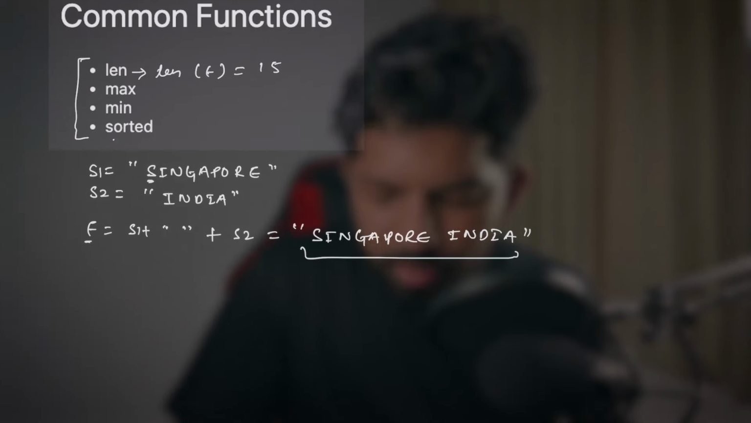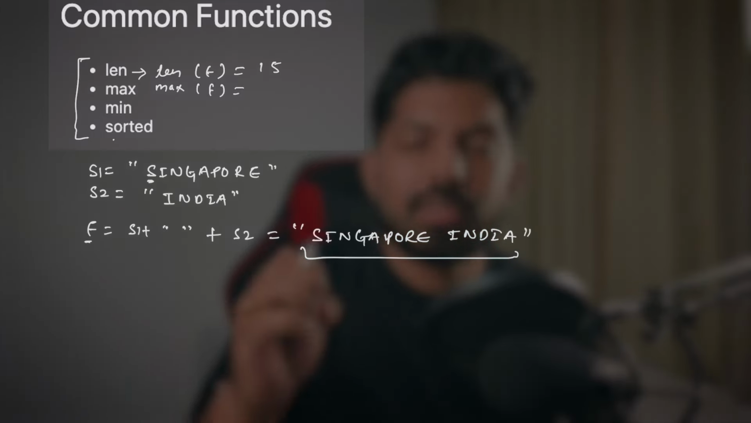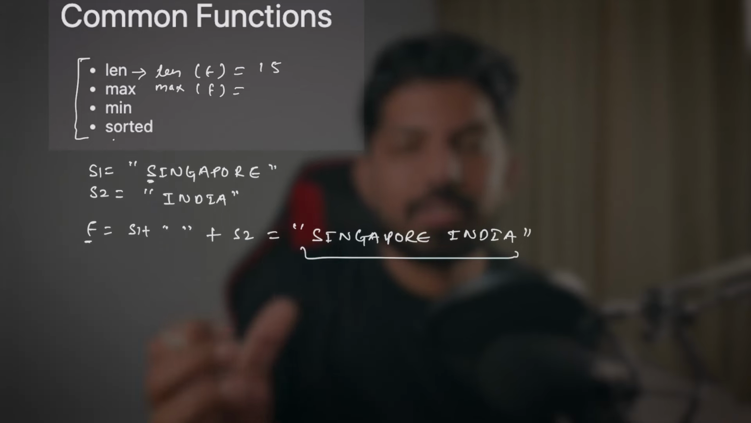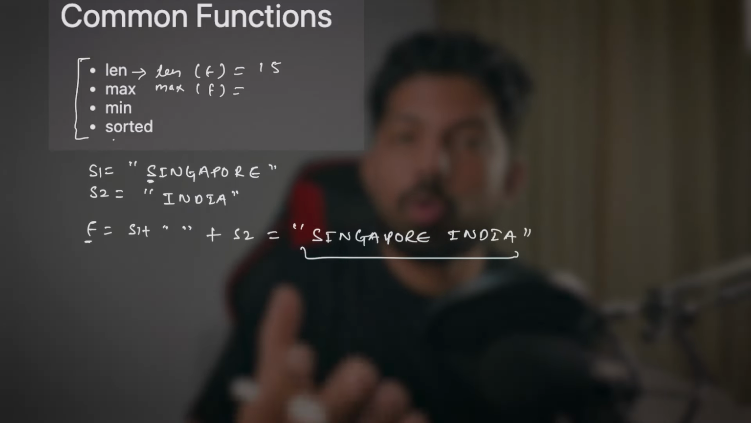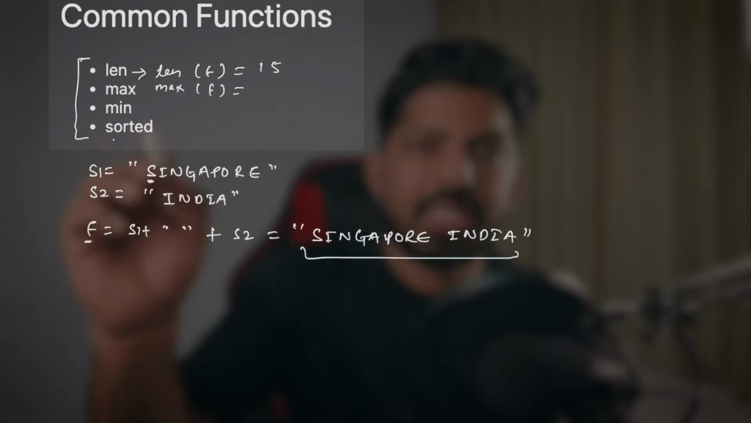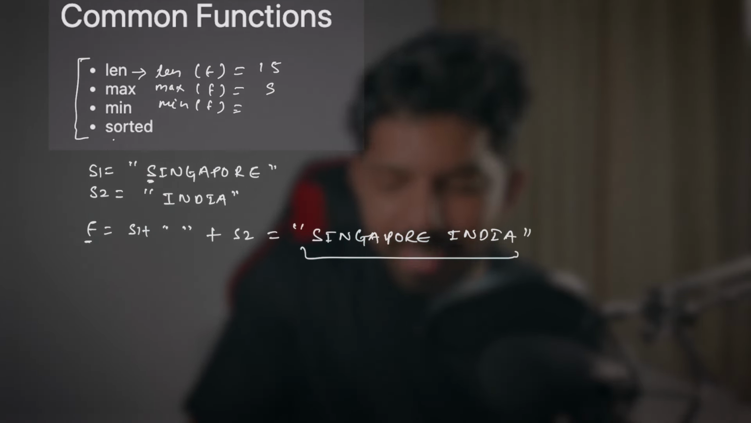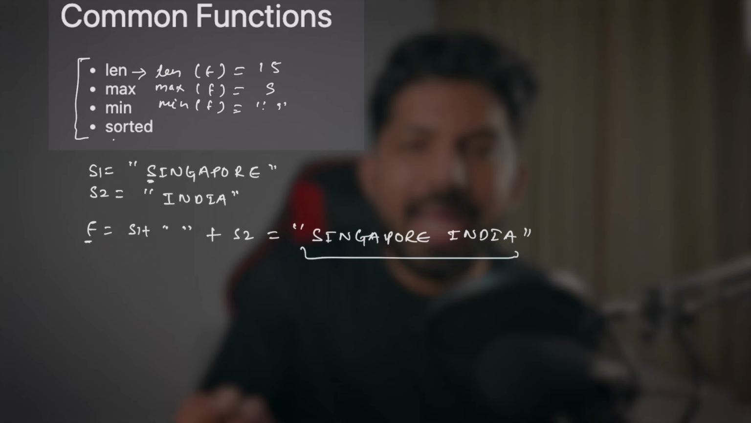Then if I apply max on F, it will compare that string based on the ASCII standards, which is lexicographically, that we have already studied. In that we will get the result as S, right? Because S comes last in the alphabet. And when we apply min on F, we will get the result as space. So we'll get an empty string, correct?